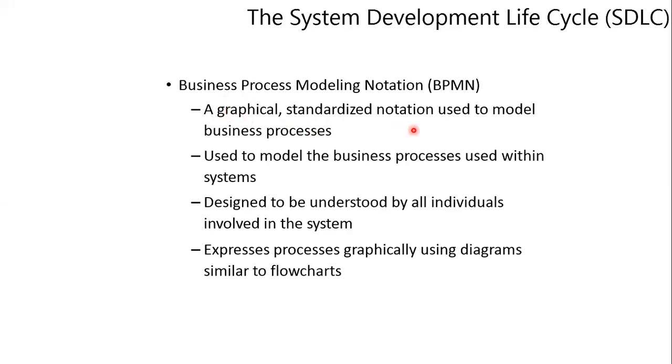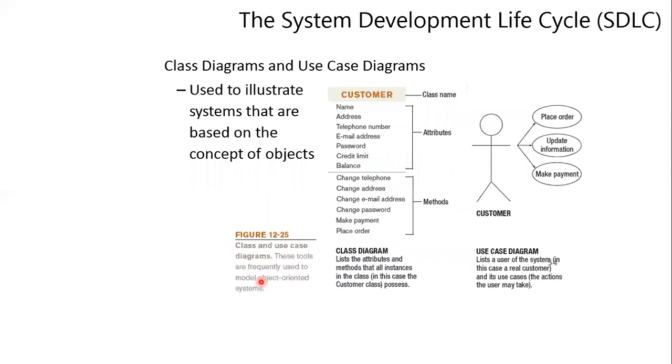business process modeling notation, a graphical standardization notation used to model the business processes used within the system, designed to be understood by all individuals involved in the system, those who are going to work on this system. It expresses the process graphically using diagrams similar to flowcharts, for example, class diagrams and use case diagrams.